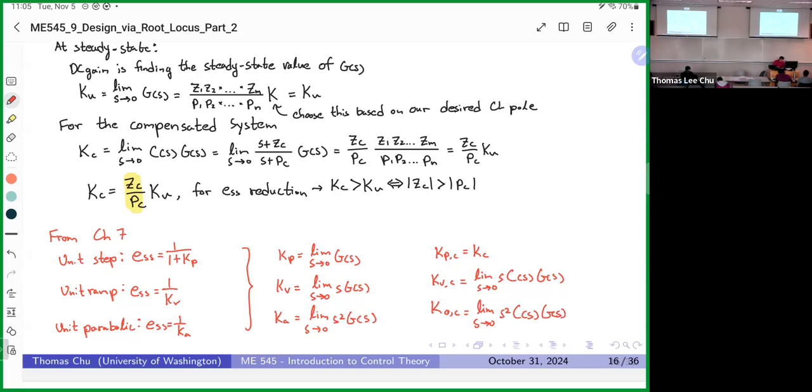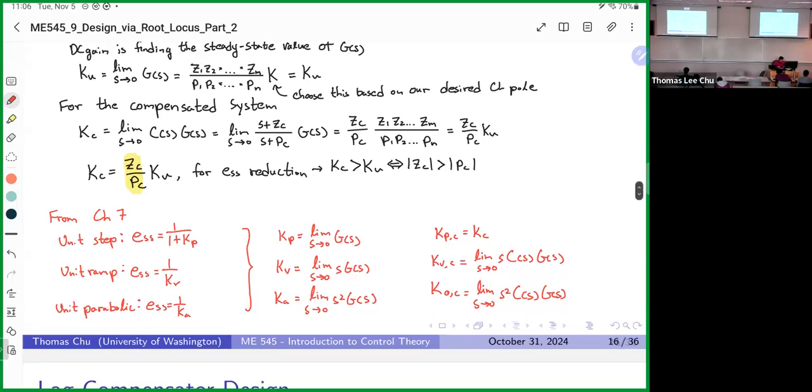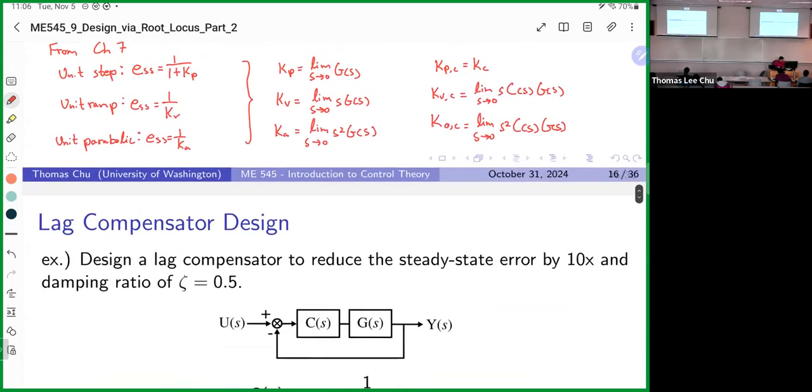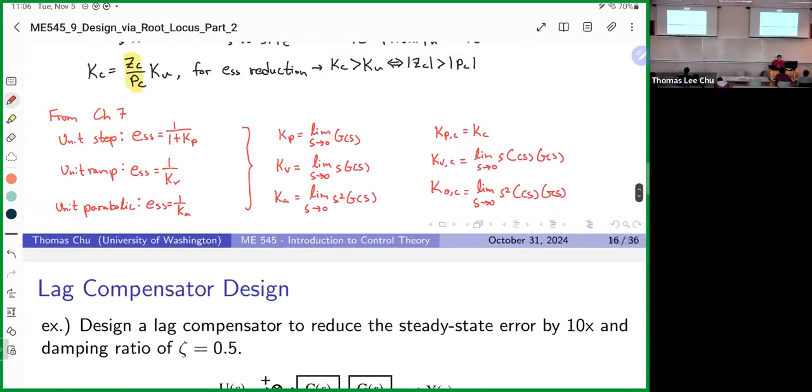So what I'll do is an example, so hopefully it makes more sense how we pick our zero location and pole location based off of how much steady state error we want to reduce. Any questions?